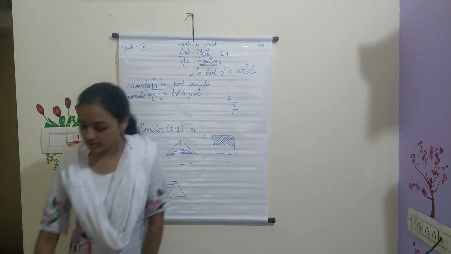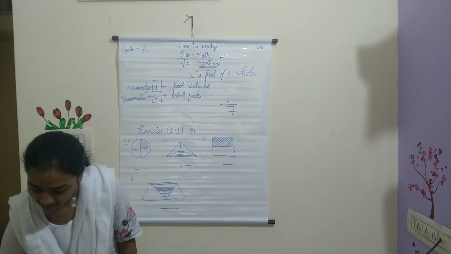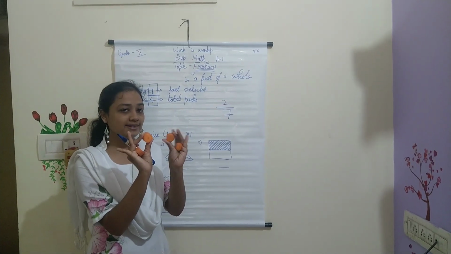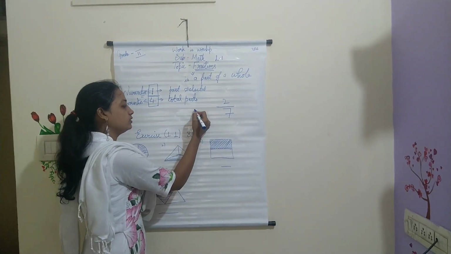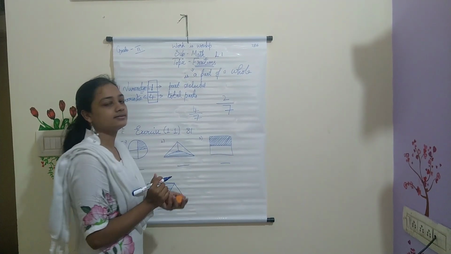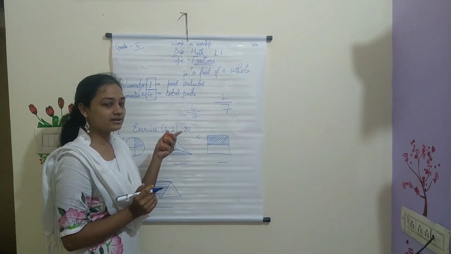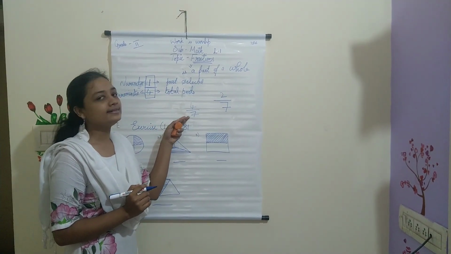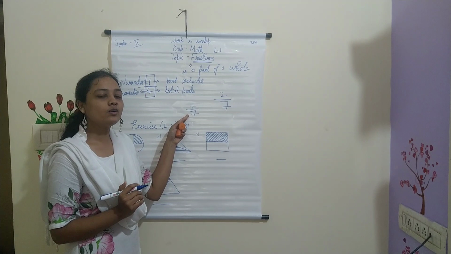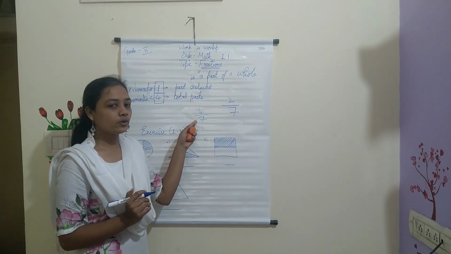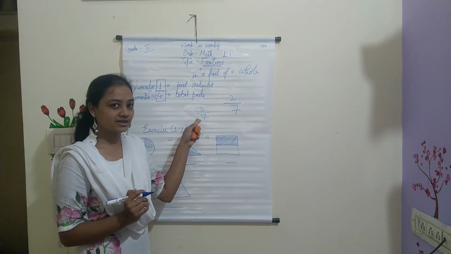Now let me take 4 parts. So how will I write these 4 parts as a fraction? I will be writing 4 by 7. Just observe how I am reading it. It is 4 by 7. This is how you read fraction numbers. Okay children, I hope you have understood what fractions are now.